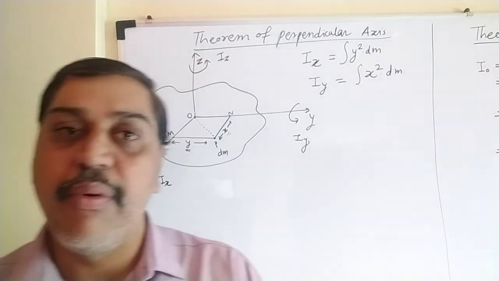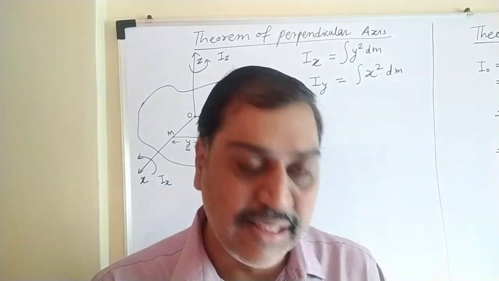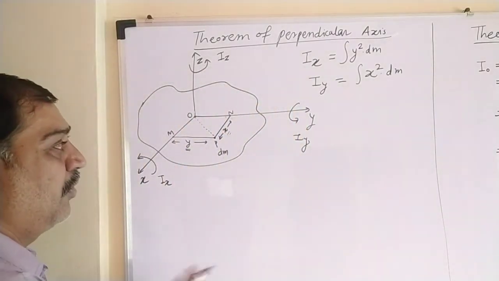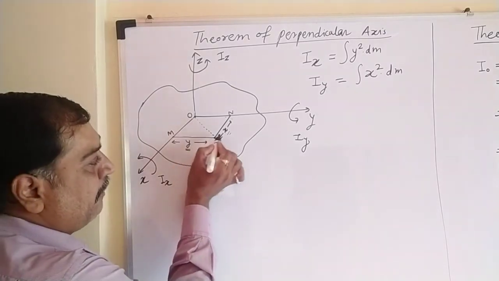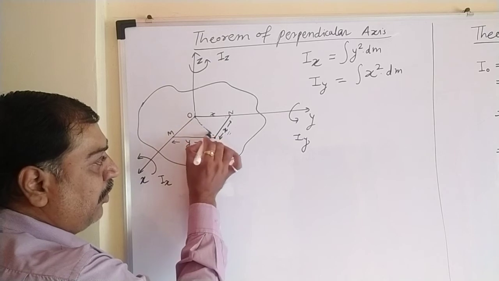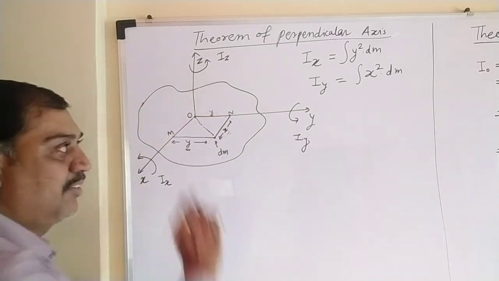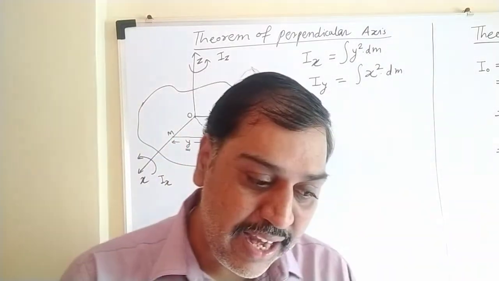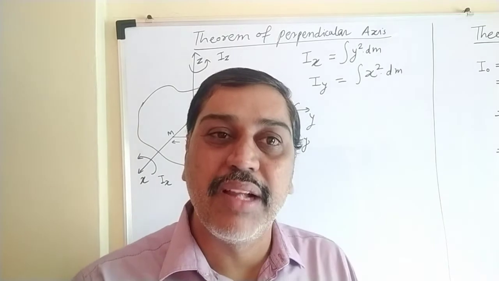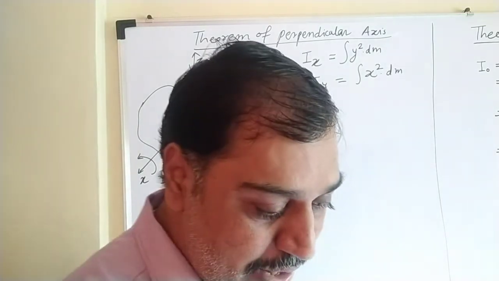Now our aim is to find the moment of inertia about the z axis, and that is nothing but the sum of these two. If you draw it like this, this is x, this is y. So what should be the value of z? The value of z we can write as the square root of y square plus x square, and that concept we have to use here.